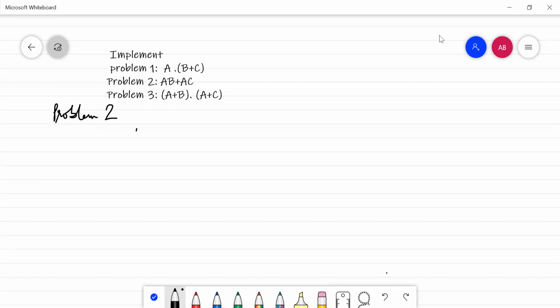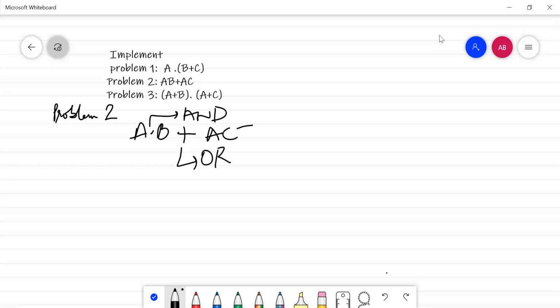So that is A dot B. AB means A dot B. This dot stands for our first AND gate that we will be requiring. Then there is the plus, which indicates you require an OR gate, and then there is AC, which again indicates that you require two AND gates.